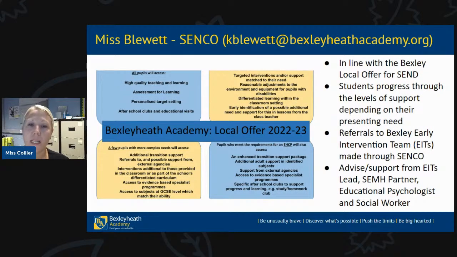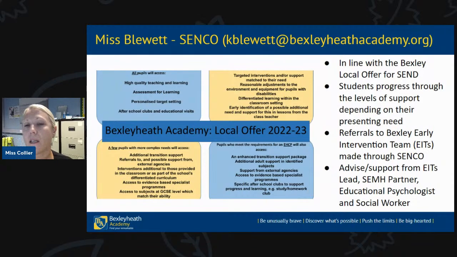The final level of support is for those who meet the needs of an EHCP. So they will have an enhanced transition support package. They will get specialised, differentiated, alternative provision from the SENCO herself to make sure that the transition is smooth into the school and that we can put aside any of the anxieties and concerns you may have and they may have. They have access to evidence-based and specialist programs and specific after-school clubs to match their needs and their requirements. So just to summarise, every student who attends our school will have access to a different level of support depending on their need.